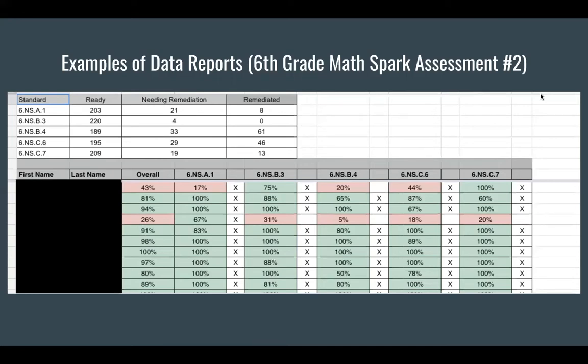It looks a little bit different from the report that we just looked at that came from Edulastic. Basically what it does here is it allows the teachers to go in and put an X in a box that has been remediated. When we do that, it also populates at the top, so it lets us know where we're at as a school, as a teacher on each standard. So at the top, it has the standard. It has how many students are ready, how many are needing remediation, how many have been successfully remediated.